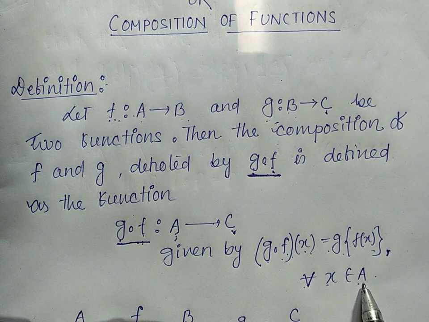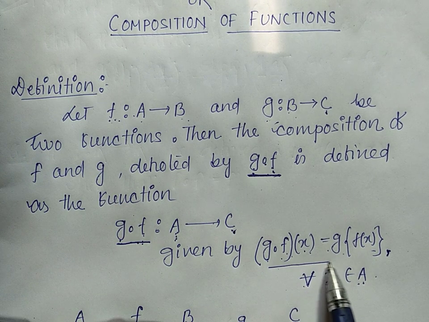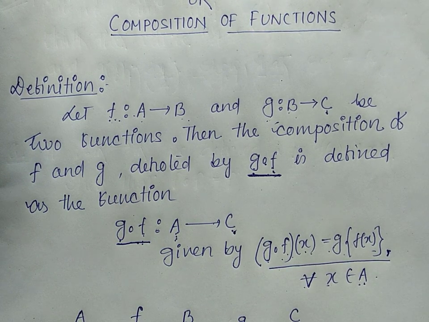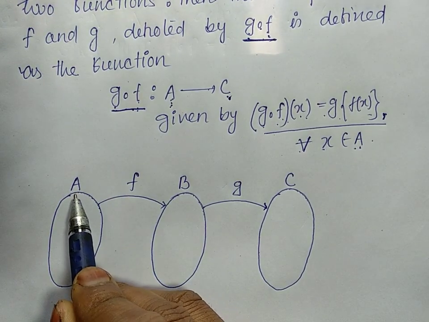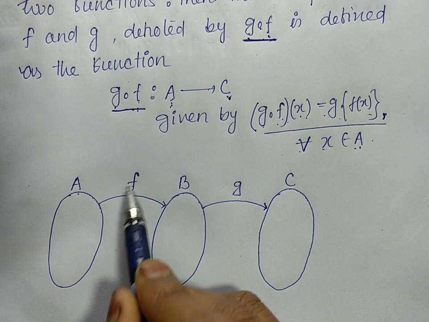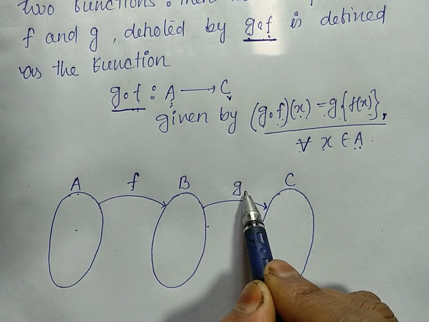For all x belongs to A. That means for any domain element, their function will be defined like that. So let us consider the arrow diagram. Observe carefully. Three sets are there, A, B, and C. F is a function from A to B, and G is a function from B to C.